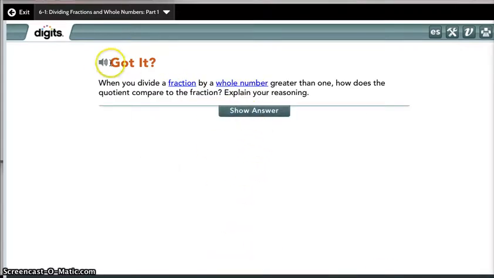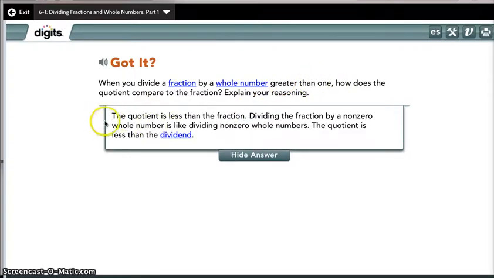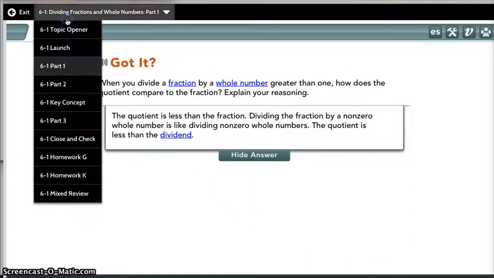And go ahead and read this question. Actually, I'll have the computer read it. When you divide a fraction by a whole number greater than 1, how does the quotient compare to the fraction? Explain your reasoning. Okay, so when you're dividing a fraction by a whole number which is greater than 1, how does the quotient compare to the fraction? Well, it's going to say that the quotient is always going to be less than the fraction, because with division, when you're dividing by a whole number, we're getting smaller. So dividing the fraction by a whole number is just like dividing regular whole numbers. The quotient is less. The answer is less. All right, let's jump to part 2.